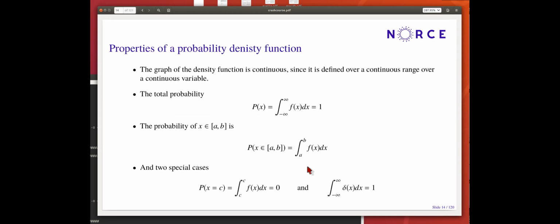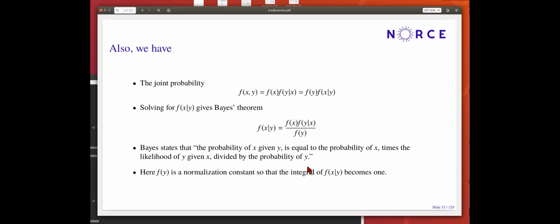Yeah, I skipped this. This is just some properties of a probability function, that it integrates to 1, etc. If we look at the definition of a joint probability, I'm using F for the probability density function throughout the presentation, I hope. The joint probability of X and Y is the probability of X times the probability of Y given X. And you can also turn this around and say that it's the probability of Y times the probability of X given Y. And if we solve for this F of X given Y here, we get Bayes' theorem.